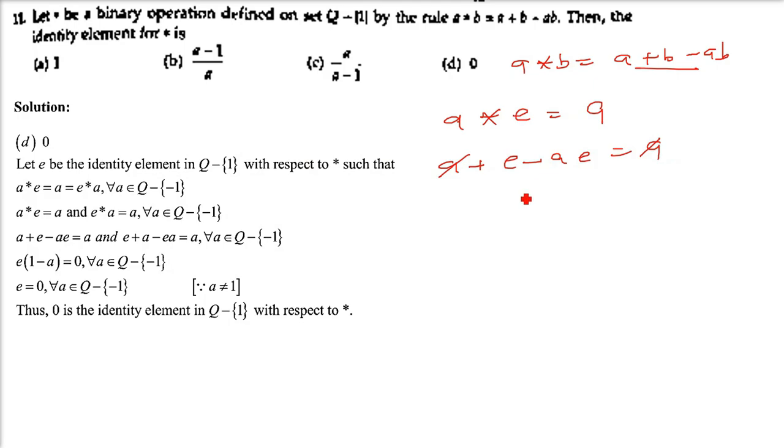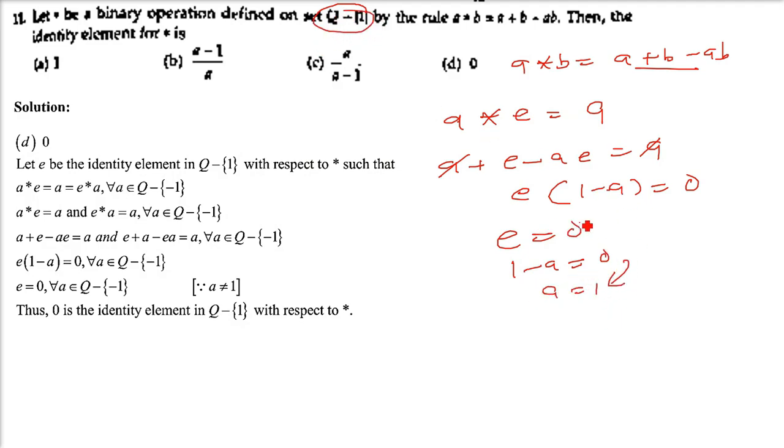A gets cancelled. If you take A on the right hand side, A minus A will be 0. E minus AE equals 0. Now you take E as common, E times 1 minus A equals 0. So this gives you two conditions, either E is 0 or 1 minus A is equal to 0. But if you take the second condition, 1 minus A equals 0, that is A equals 1, which is not possible. So E has to be 0. So the identity element is 0.